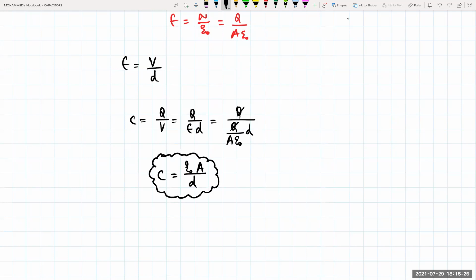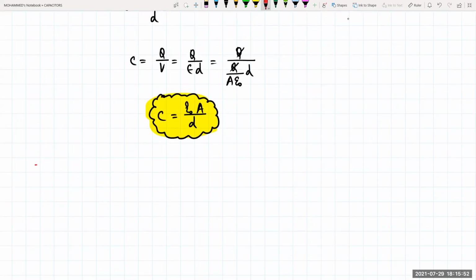So C is equal to epsilon naught A divided by D. This is the first formula which you need to remember. That means C depends upon the geometry of the capacitor. And if the space between the plates contains air, then the capacitance will always remain constant, beta. This is the capacitance for air or maybe vacuum. Next one is a very important formula, beta.